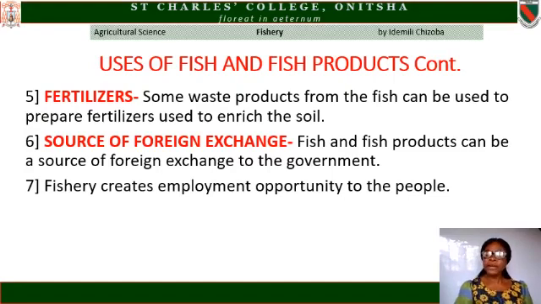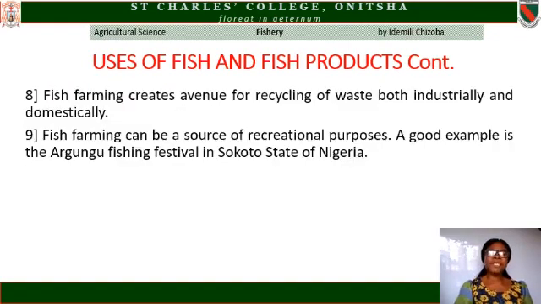Number 7, fishery creates employment opportunity to the people. Most people now go into fish farming in order to earn their living. On graduation, youths, after looking for a job for so many years, can go into fish production, and from this, they earn their living. Number 8, fish farming creates avenue for recycling of waste, both industrially and domestically. Industrial wastes are used in feeding fishes. Not all of them, the ones that are good.